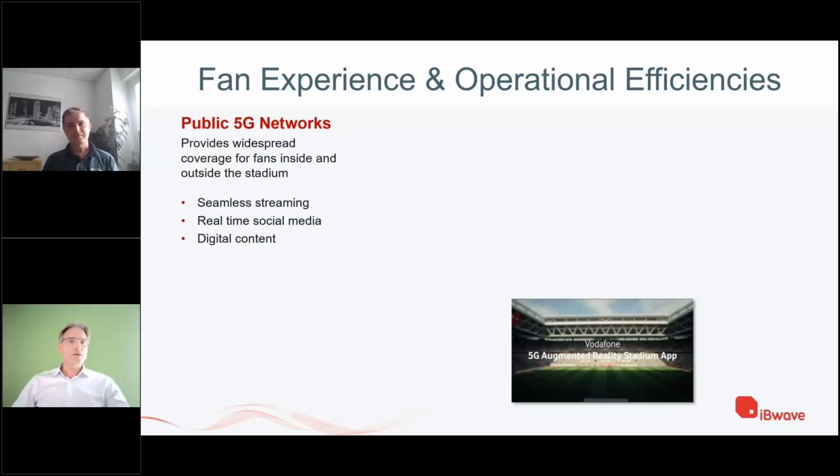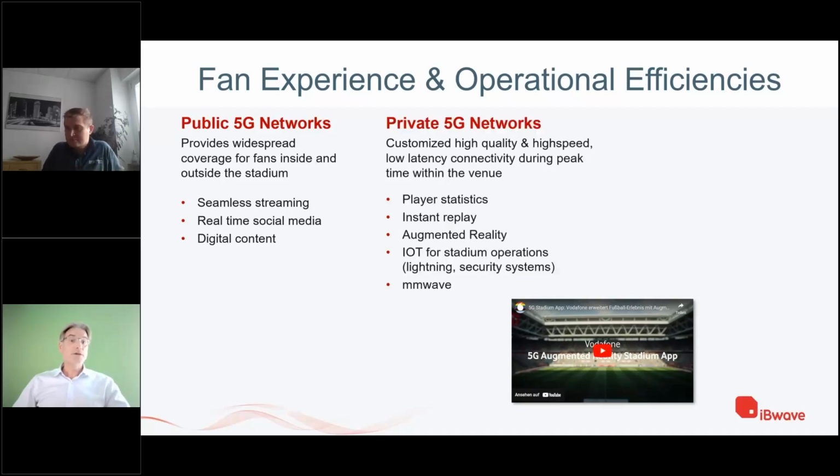Okay, so fan experience. I think that's the most important topic at the moment for everyone, because everybody is talking about augmented reality and getting statistics and all that stuff. So it's really important to have a public 5G network which gives you the coverage outside and inside the stadium, so that you're able to do streaming, social media, and get access to all the digital content as well.